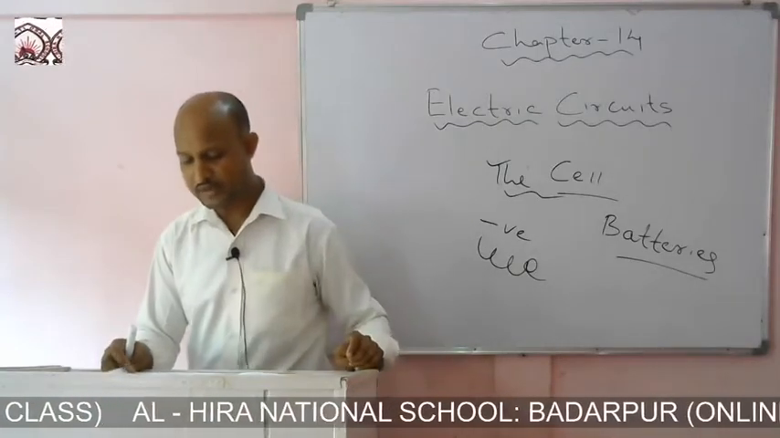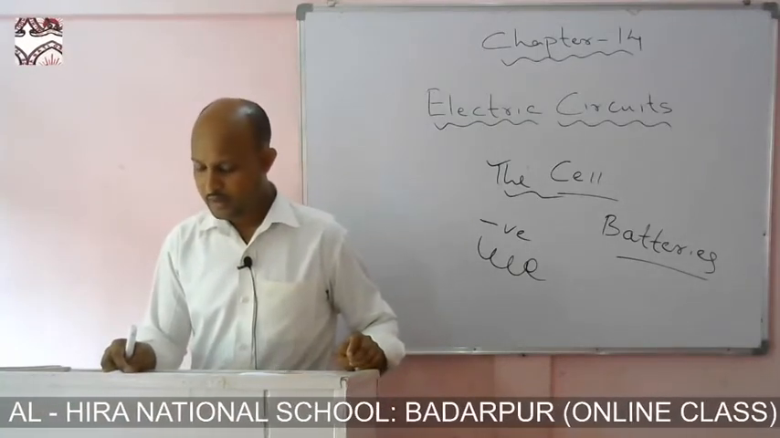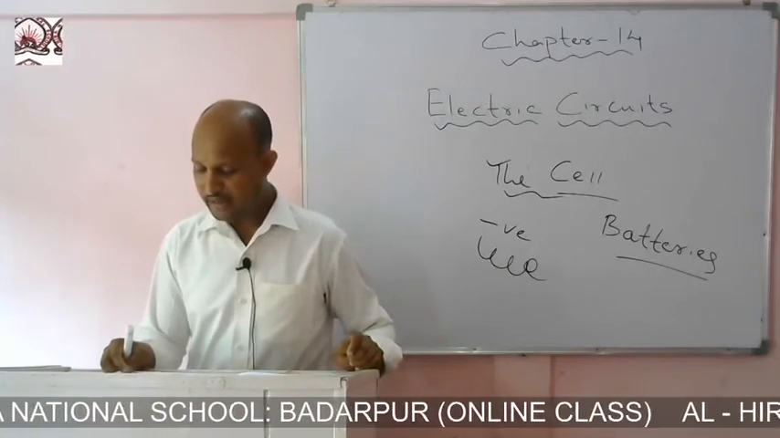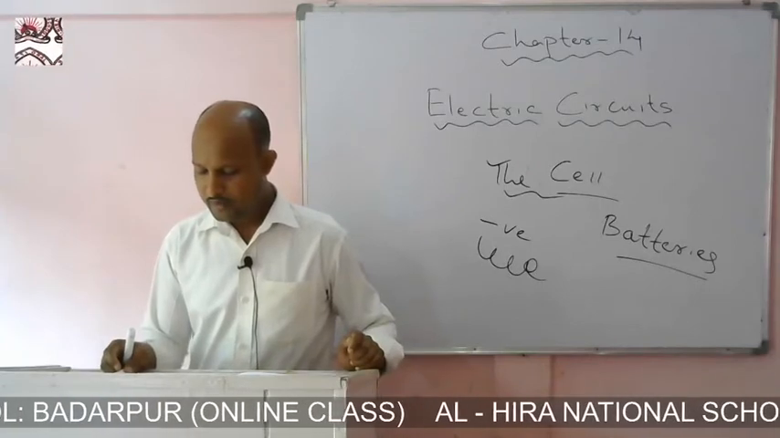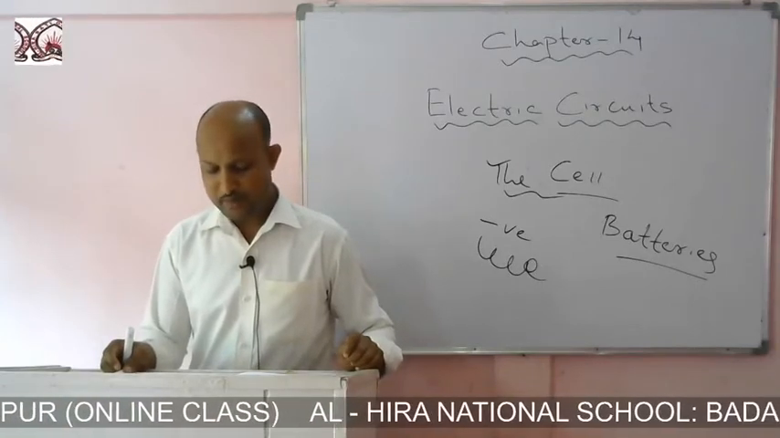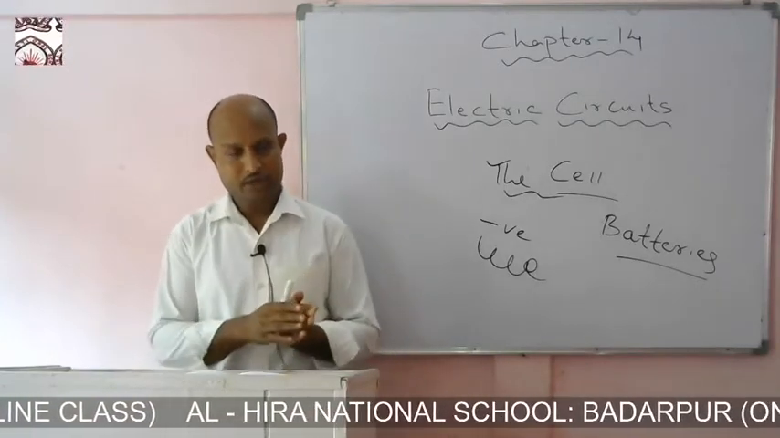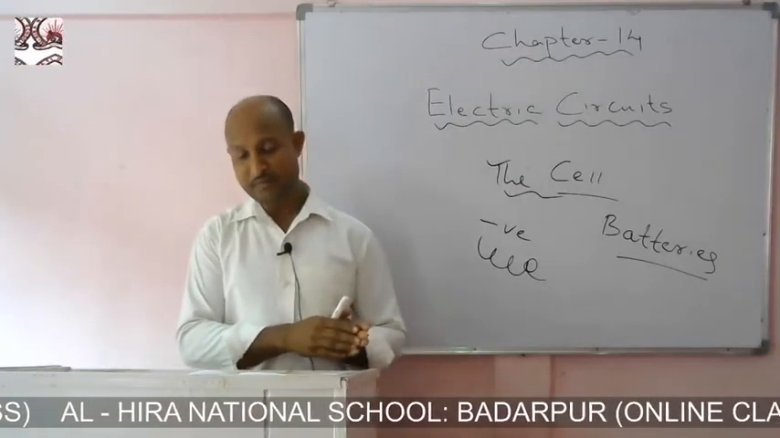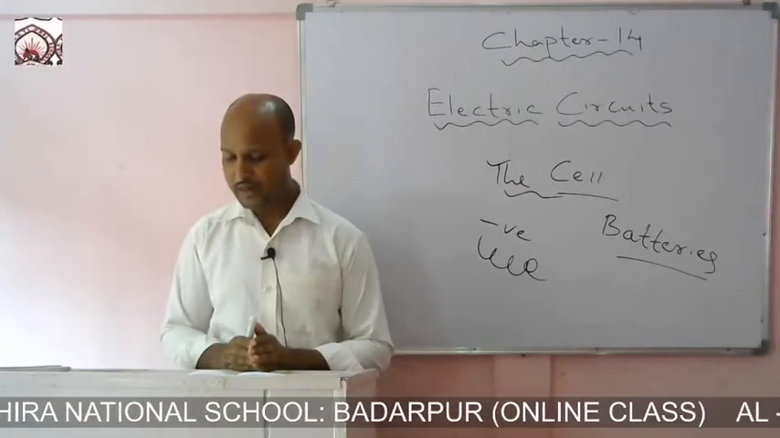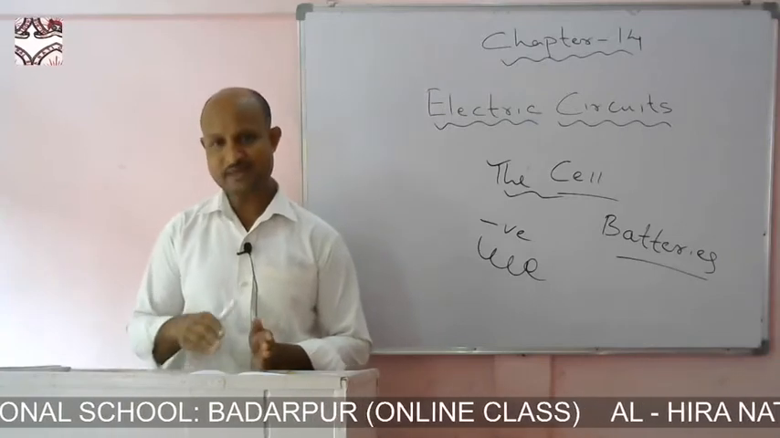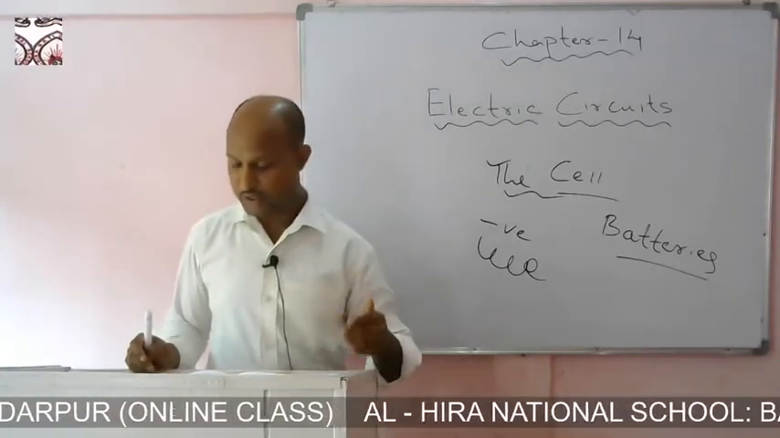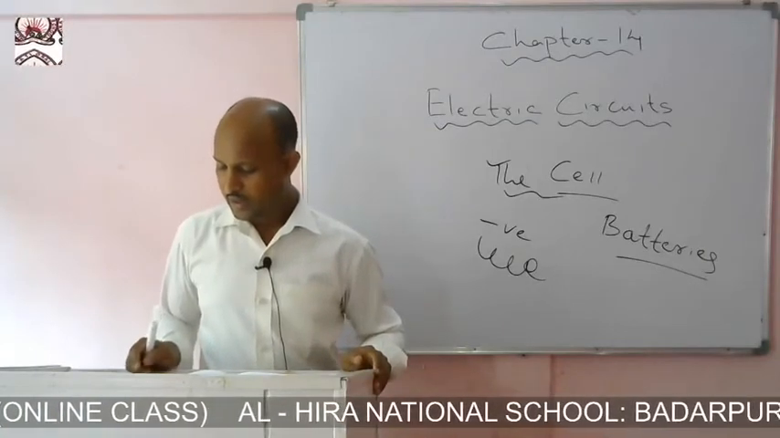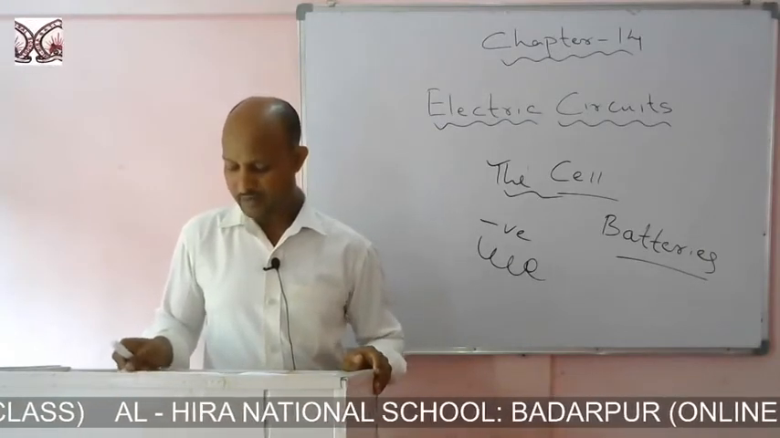The negative terminal of the cell labeled 1 presses against the spring at the base of the torch, and the positive terminal of the cell 2 presses against the metal tip at the base of the bulb. It also has the two terminals, the negative terminal and the positive terminal.